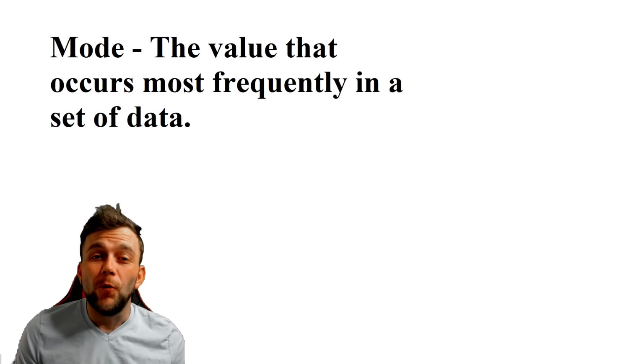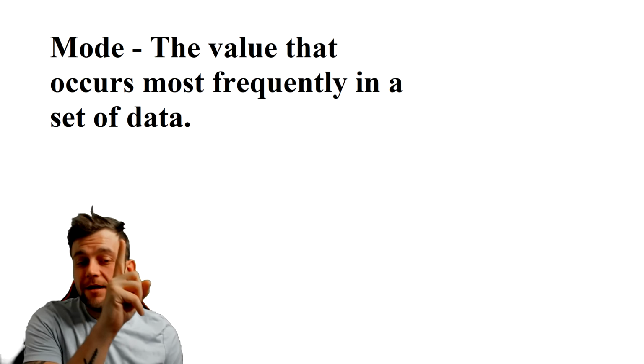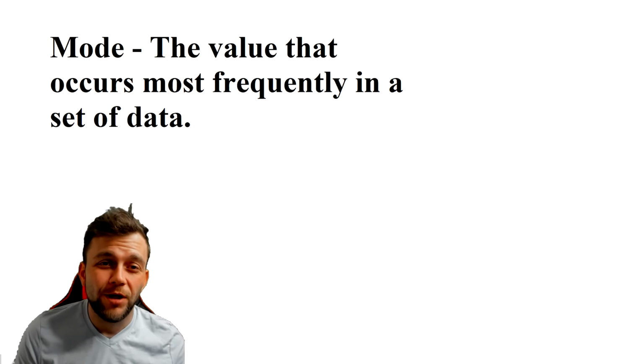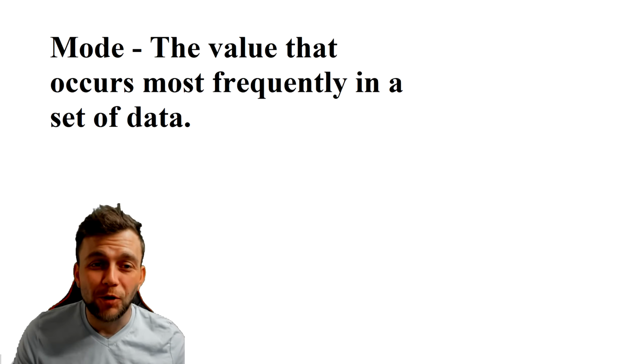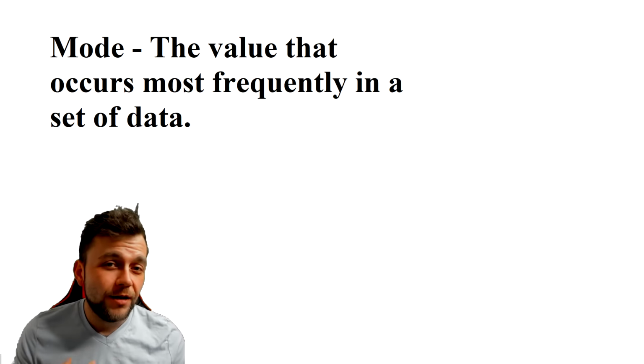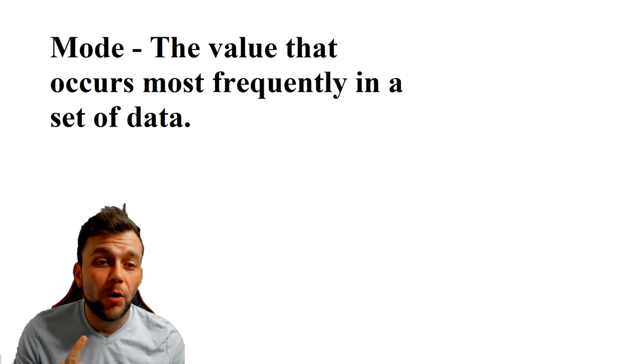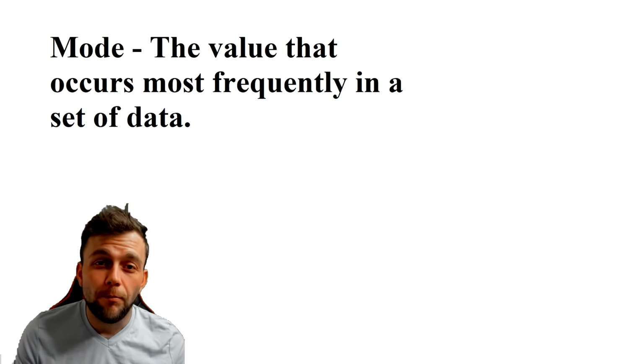Let's start with mode, the value that occurs most frequently in a set of data, like what it says up here. But to put it in layman's terms, to put it in normal terms, it's the number that shows up the most in your data set. So if something shows up multiple times, keep a mental note of that as being your mode.